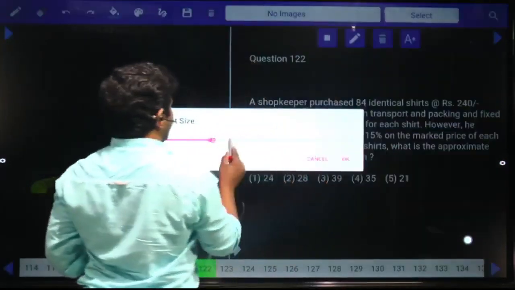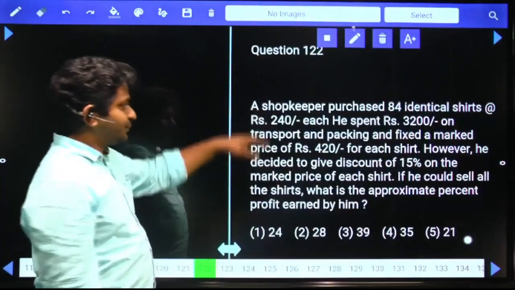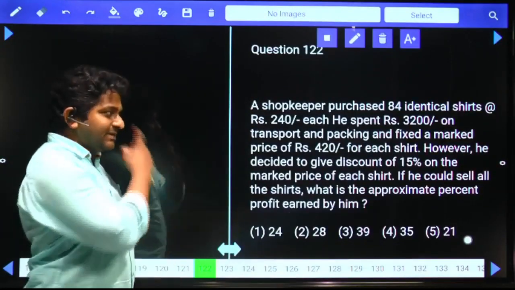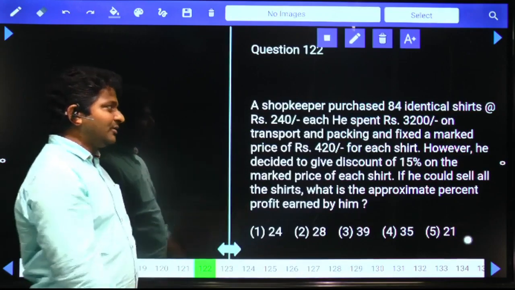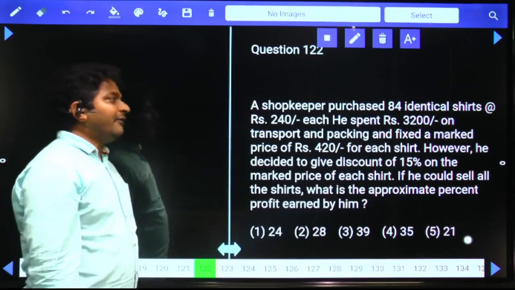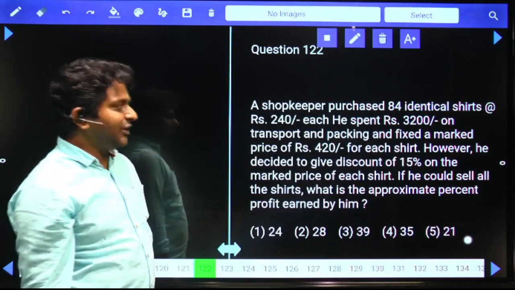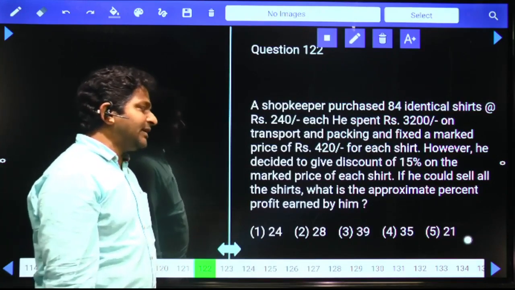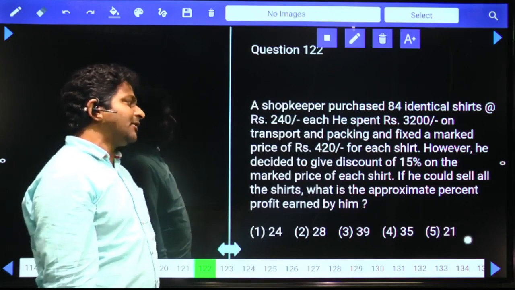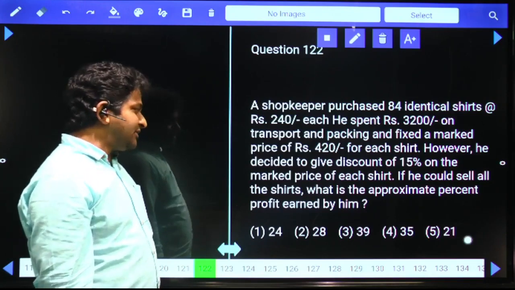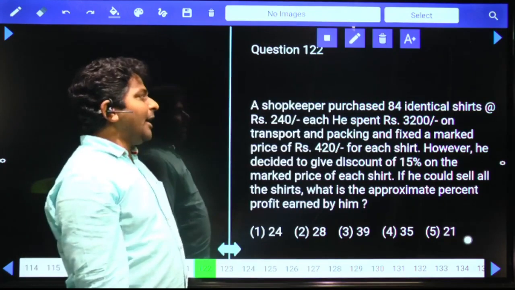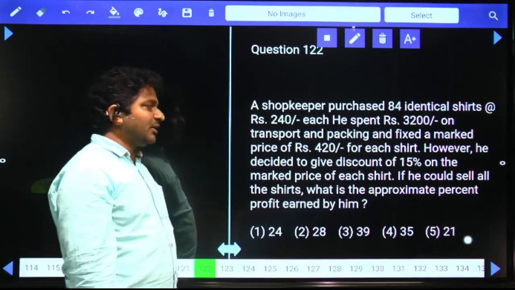Now let's see 122. A shopkeeper purchased 84 identical shirts at 240 rupees each. He spent 3,200 on transport and packing and fixed market price as 420 for each shirt. However, he decided to give a discount of 15% on the market price of each shirt. If he could sell all the shirts, what is the approximate percentage of profit earned by him? Approximate profit percentage, that's your question.